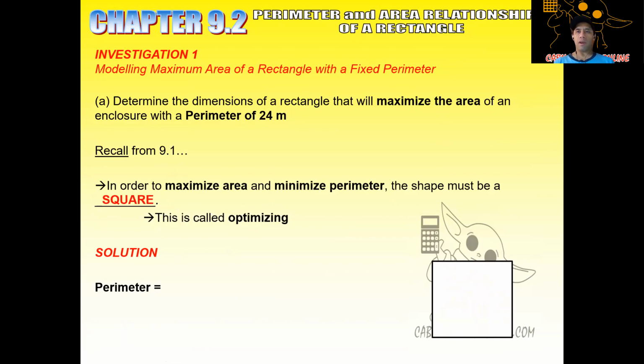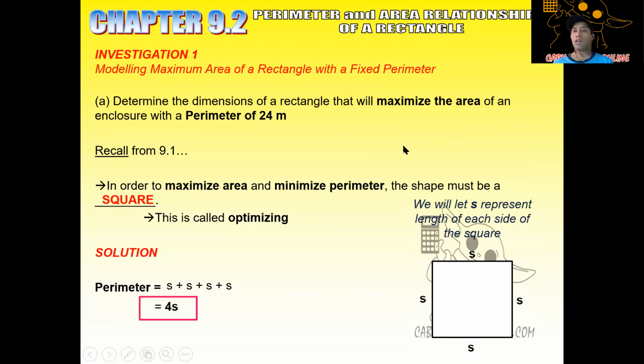Now remember that a square has all four sides the same. So I'm going to let S represent each side of the square. Starting off with the top, that's an S, this is an S, this is an S, and this is an S. Now remember the definition of perimeter is taking all the sides and adding them all together, or the sum of all sides. So I've taken the four S's and I'm just going to add them together, and we have a formula: P, perimeter, is equal to 4S.